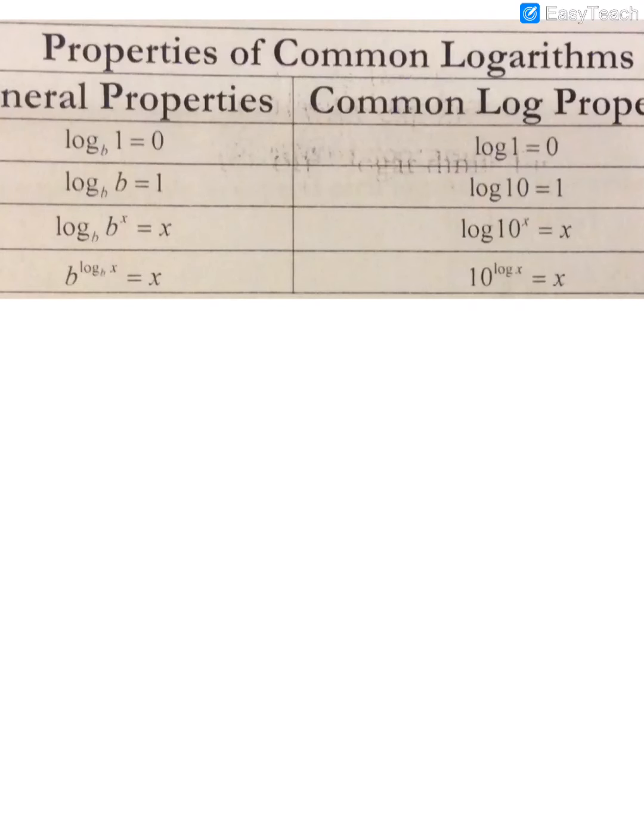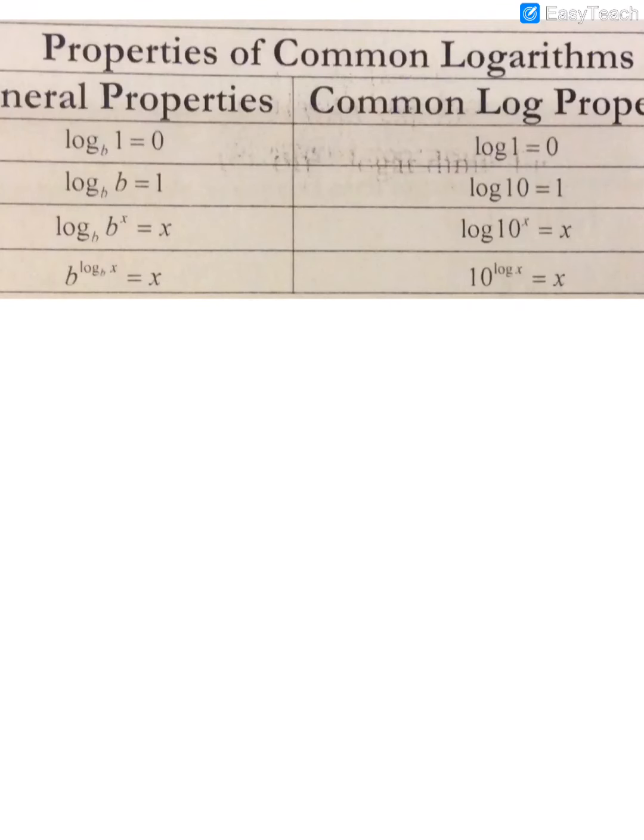Then in the general logarithmic property, if our base and the base inside our log are the same, then it equals whatever the exponent is. So in the common logarithm, we know that it's an understood base of 10. So if the argument is 10 raised to an exponent, the 10 is going to cancel out, and it's just whatever the exponent is.